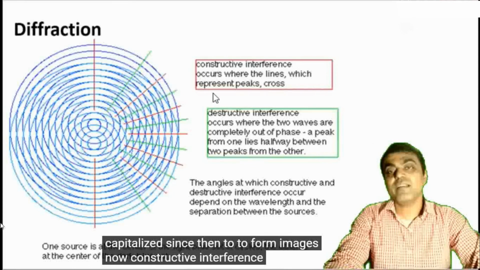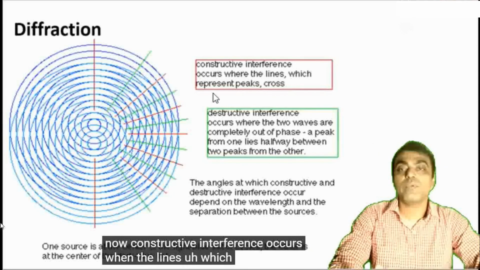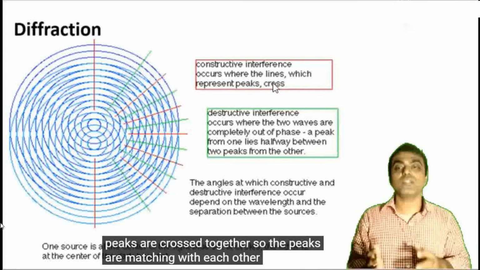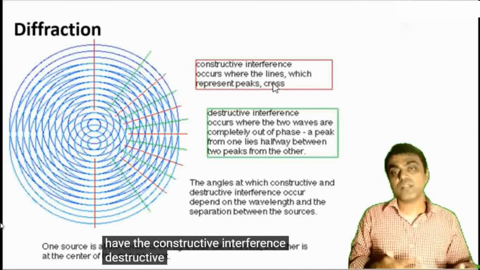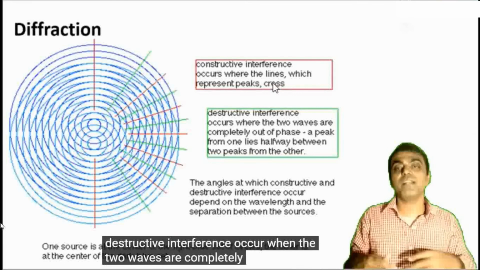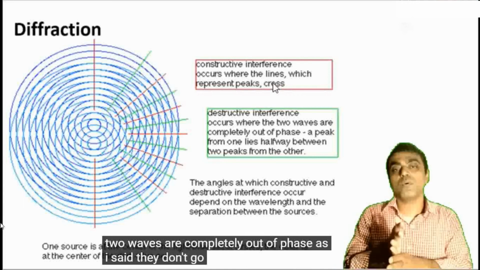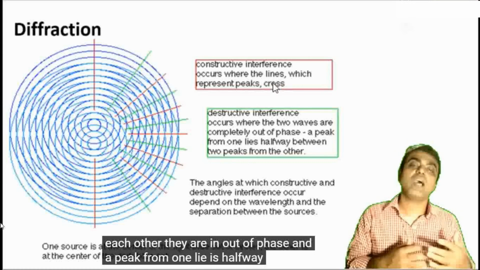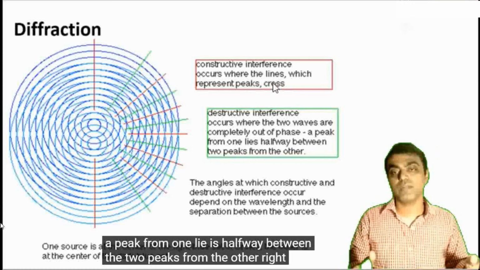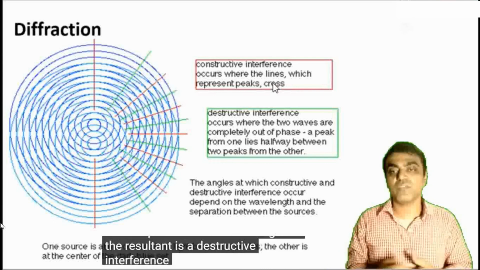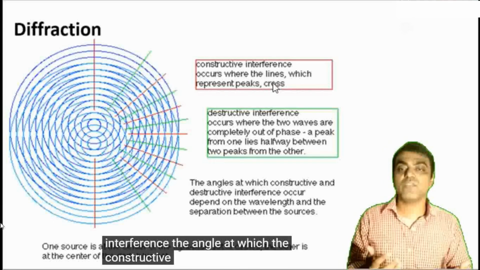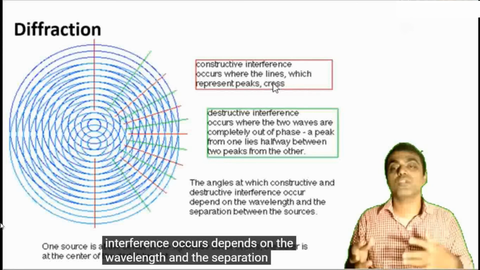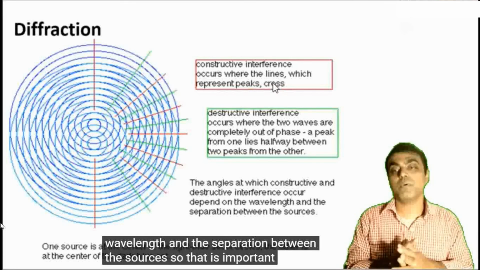Now, constructive interference occurs when the lines which represent the peaks are crossed together. So the peaks are matching with each other, then you have the constructive interference. Destructive interference occurs when the two waves are completely out of phase. As I said, they don't go hand in hand with each other, they are out of phase, and a peak from one lies halfway between the two peaks from the other, right? So the resultant is a destructive interference. The angle at which the constructive and destructive interference occurs depends on the wavelength and the separation between the sources. So that is important. Okay.